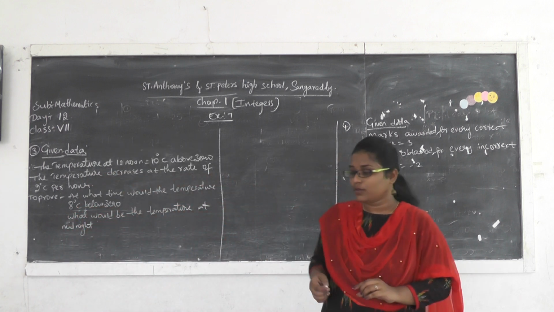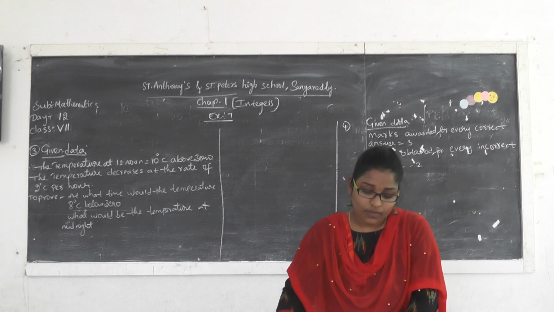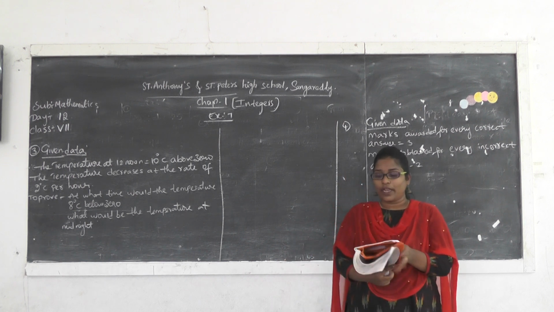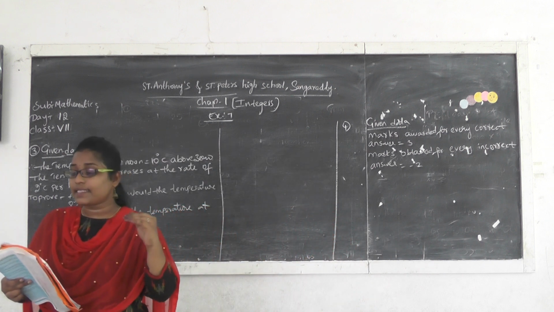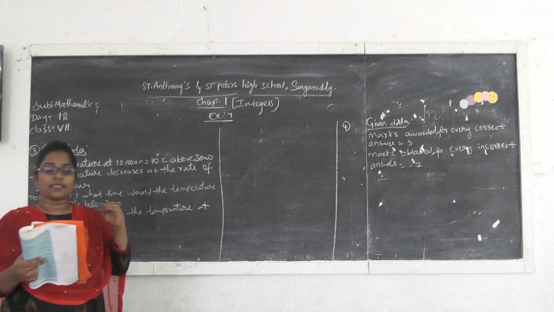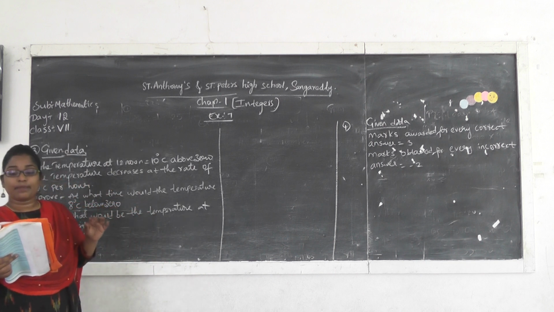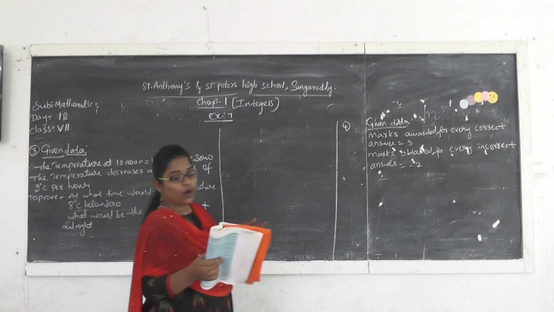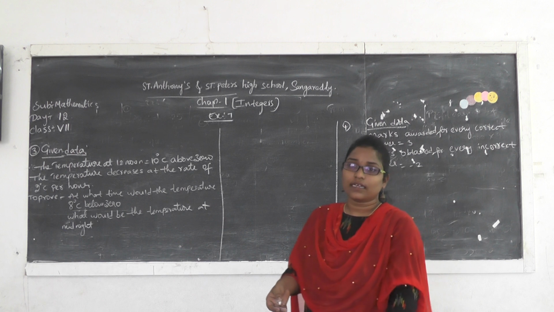So let's see how to do it. In exercise 7, the third question is: the temperature at 12 noon was 10 degrees Celsius above zero. If it decreases at the rate of 2 degrees Celsius per hour until midnight, at what time would the temperature be 8 degrees Celsius below zero, and what would be the temperature at midnight? That is the third question.